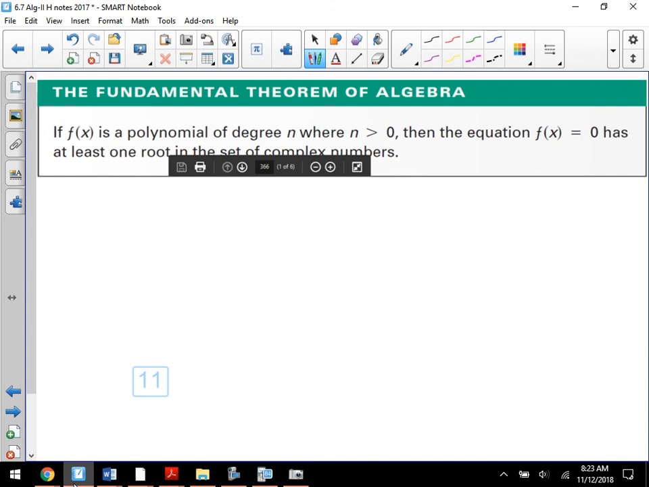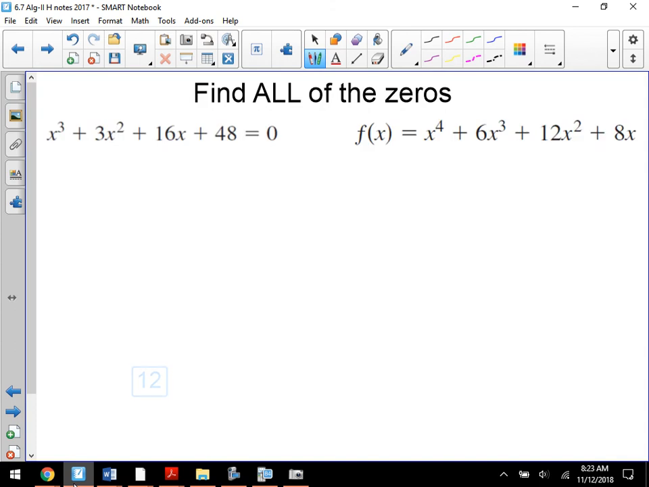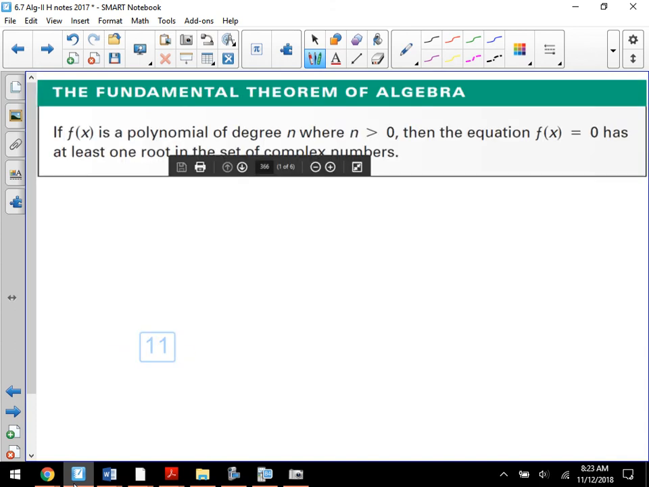All right. So yeah, the fundamental theorem of algebra: if f of x is a polynomial of degree n where n is greater than 0, then the equation f of x equals 0 has at least one root in the set of complex numbers. For every n degree, there's n zeros. This is why when you solve for x, you got an answer. That's why it works. This is why math maths.